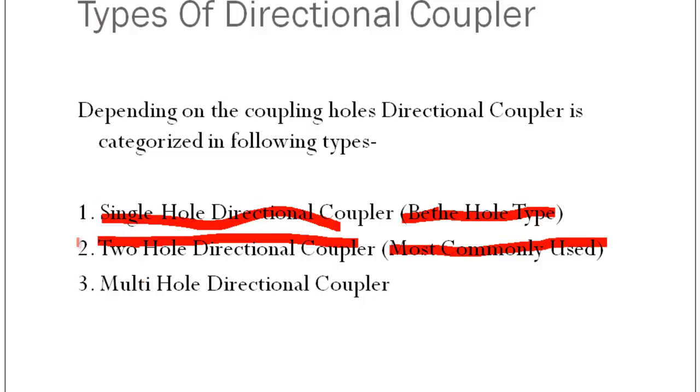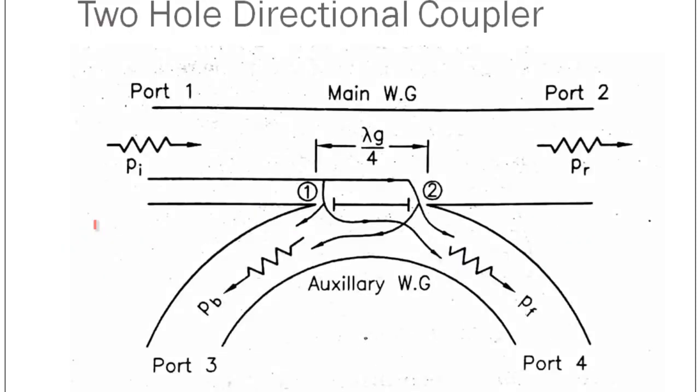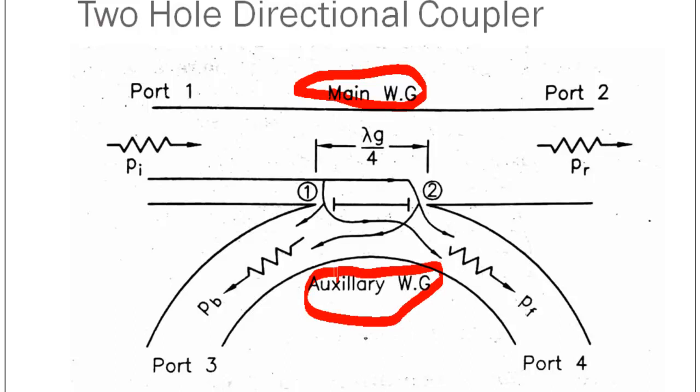Among these three, the two hole directional coupler is very important. So we will discuss the operation of the two hole directional coupler with the help of a diagram. This is the diagram of a two hole directional coupler, right? The two hole directional coupler consists of two waveguides. One is known as the main waveguide and the second is known as the auxiliary waveguide, right? A coupling hole is available at the common boundary of the main waveguide and auxiliary waveguide, or the common wall, right?